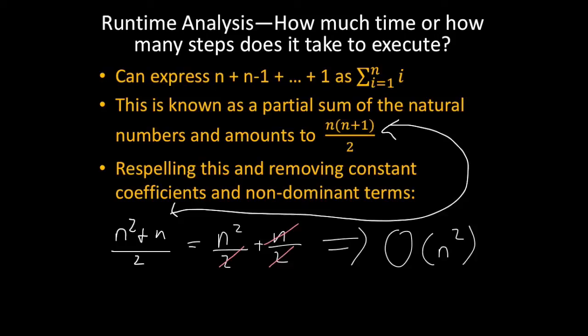So in this video, I won't get too deep as to why we drop constant coefficients in non-dominating terms. But I will give you the quick and dirty answer, and that is, in these asymptotic analyses where we care about the limiting behavior or the behavior as our input size gets larger and larger and larger, constant coefficients and non-dominating terms become negligible.